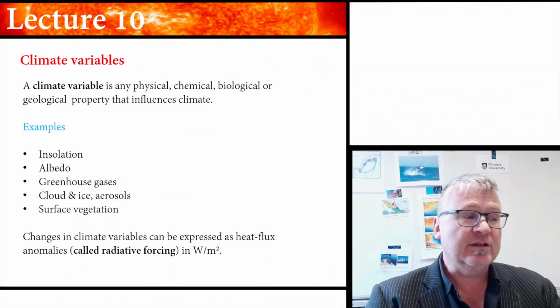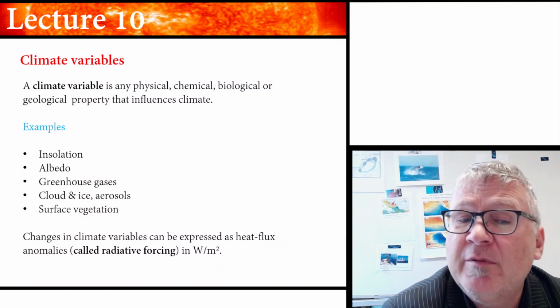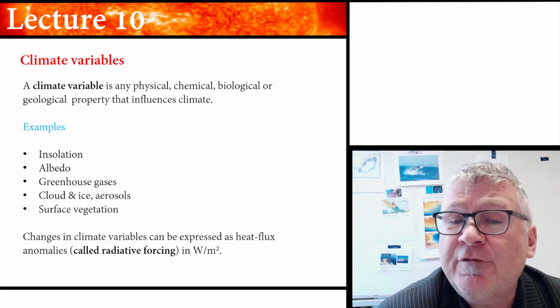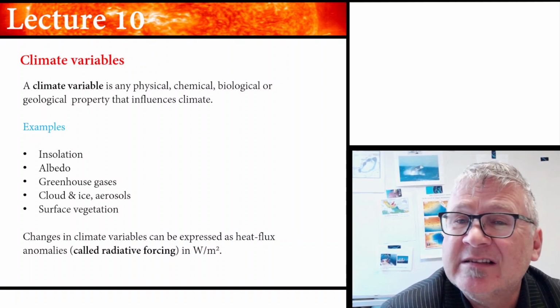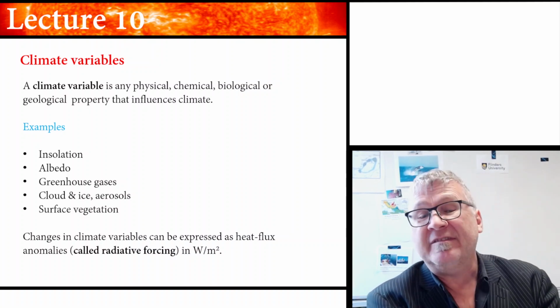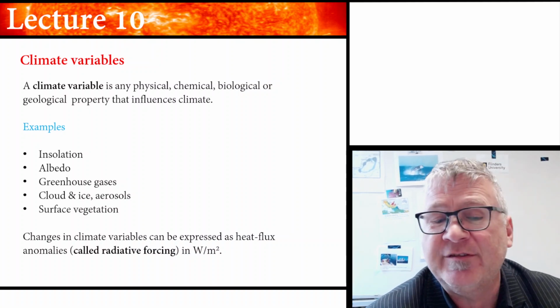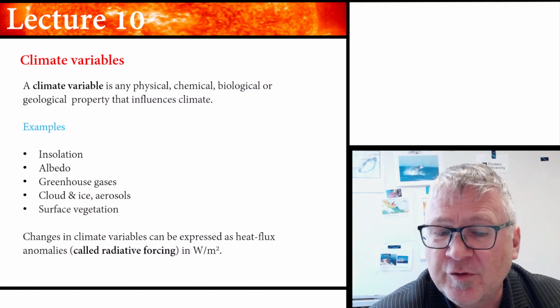All right, so just in general, what do we mean by climate variables? We mean any physical, chemical, biological, or geological property that influences climate. There are some examples here: albedo, insolation, greenhouse gases, surface vegetation, cloud and ice properties, aerosols, stuff like that.